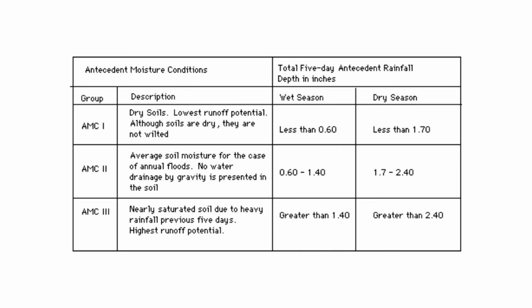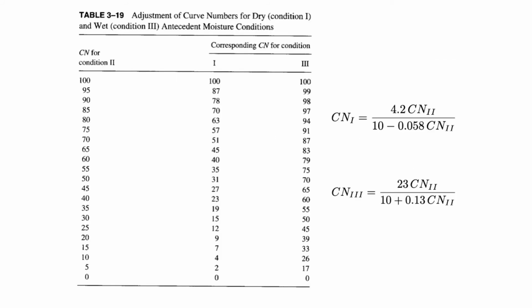If it has rained more than average, the curve number should be adjusted to account for the increased amount of water stored in the soil, what is called AMC3, and similarly for the case of drier conditions, which is known as AMC1. The adjustment may be carried out using the formulas shown in the slide or by means of the table, which is only a pre-computation of the values given by the formulas.